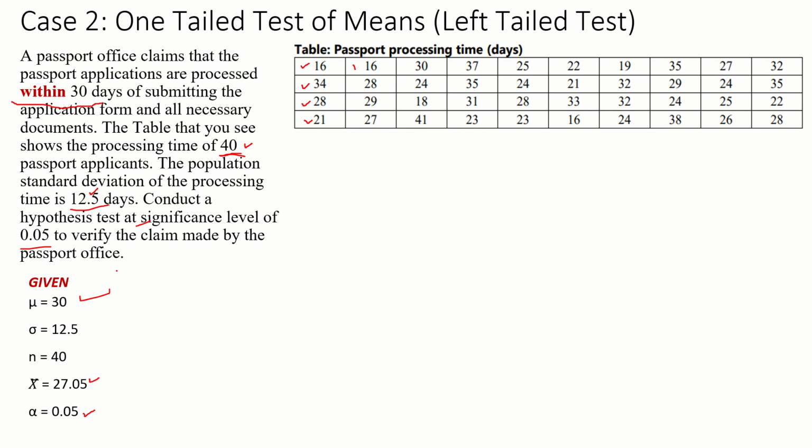First we have to develop the null and alternative hypotheses. The null is represented by H sub 0, and the alternative by H sub 1. The theory is that mu is equal to or greater than 30, and that is being questioned, because the claim is within 30 days. So the tail is in the direction of the left. Therefore it is a left tail test.